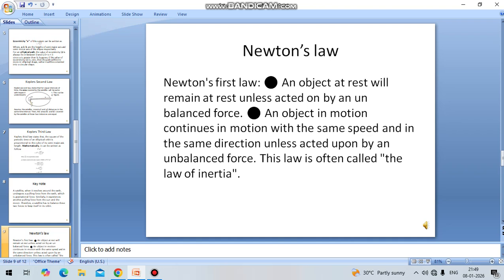So here we can say that the condition of the object will remain as such, without any external trigger or any external force applied on it, and it will not change its position. So in order to change the position of an object, we should provide some external trigger.